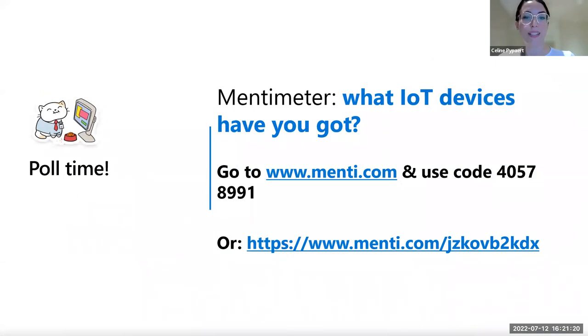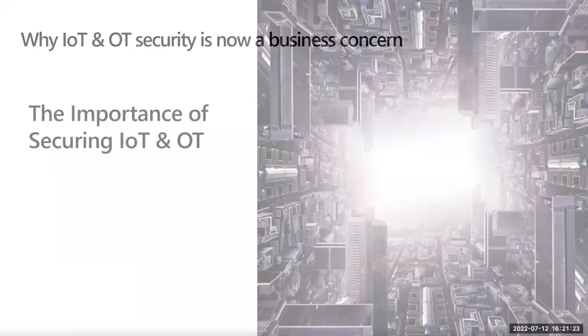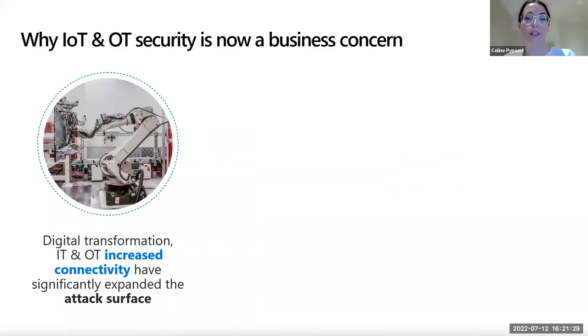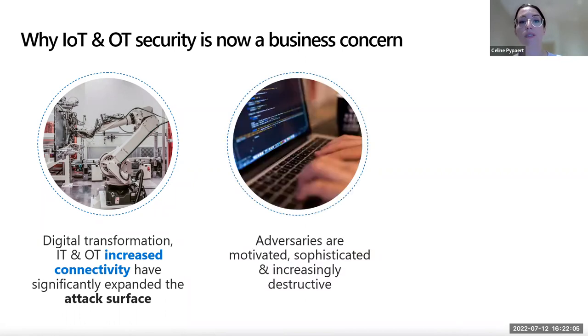So then, going back, let's think about the importance of securing IoT and OT. What we found, including at Microsoft where I work but industry-wide, is that it has now become a business concern. Security is about securing society and organizations, and how we can enable and empower business to be secure and do business better. The increased digital transformation, especially in the last couple of years since the pandemic, and the increased amounts of IoT and interconnections, have significantly expanded the attack surface.